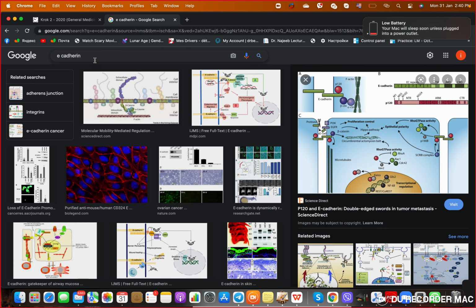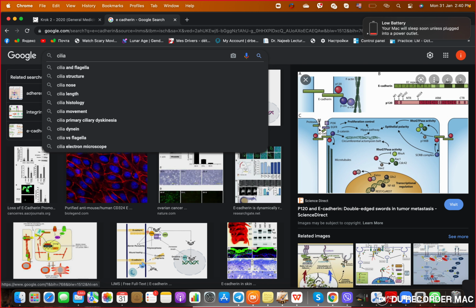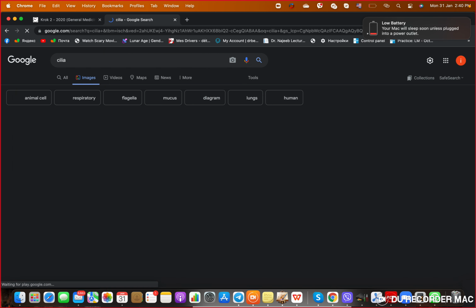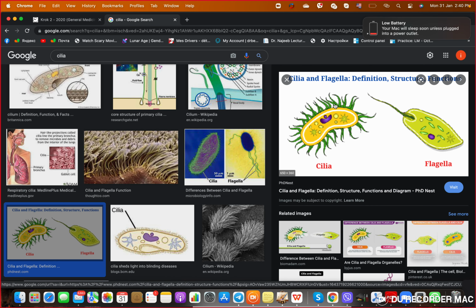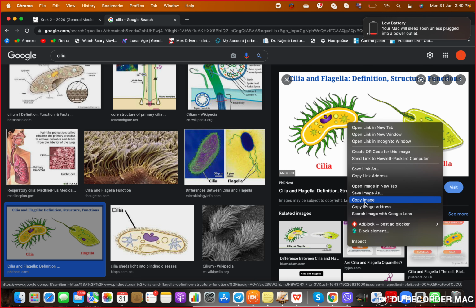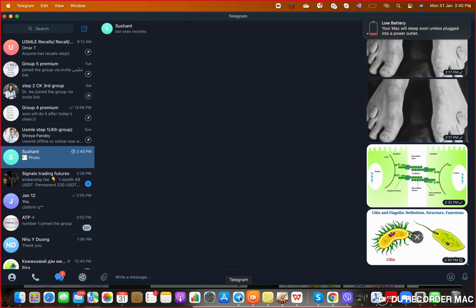Doc, what is the difference between cilia and flagella? I would show you. The cilia is a much smaller structure, and you have so many of them on one cell. For example, if you take a look at one cell, see how many cilia do you have? So many. But the flagella is just one. So flagella is mainly for movement, while cilia move the stuff around it. Got it, Doc. Understood. Good.